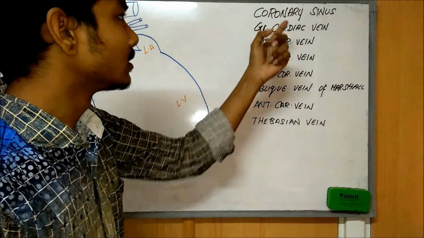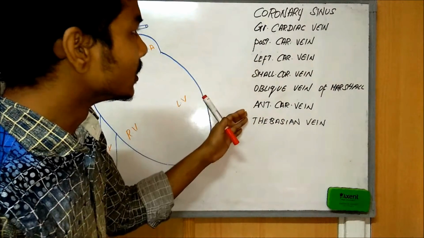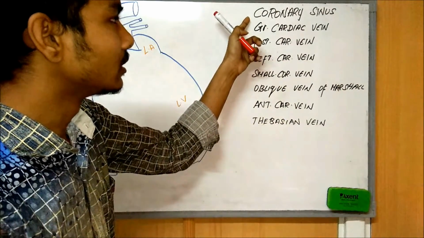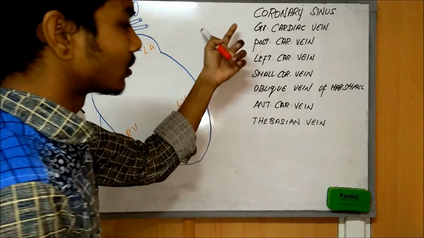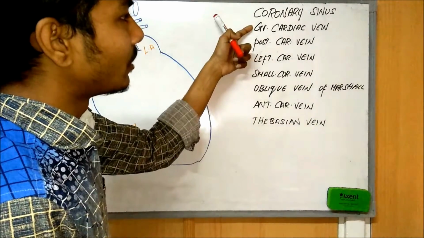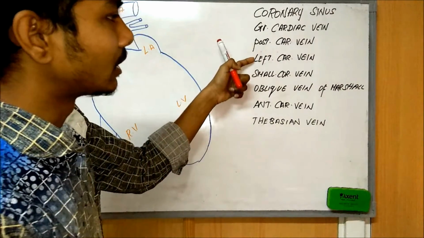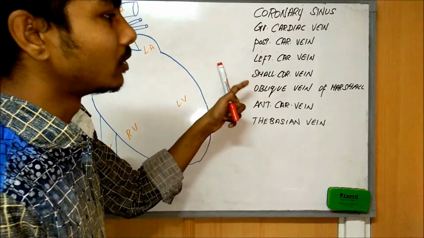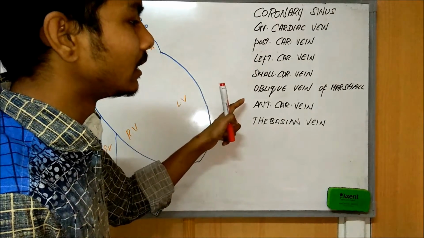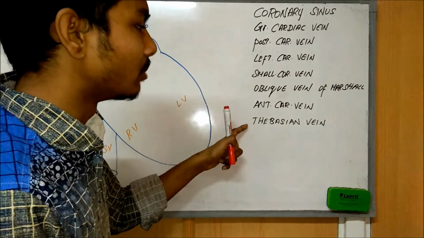So the coronary sinus, the area into which all these veins drain, is called the coronary sinus, which is present in the right atrium. It's exactly here. And then these are the veins: the greater cardiac vein, posterior cardiac vein, left cardiac vein, small coronary vein or cardiac vein, oblique vein or marshal vein, and then anterior cardiac vein, and then thebesian vein.